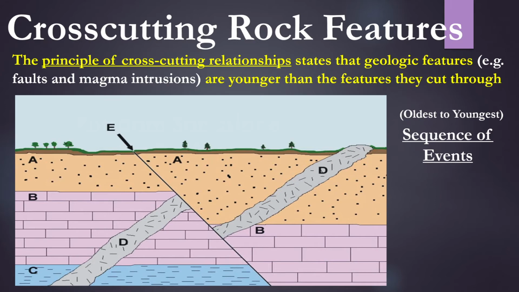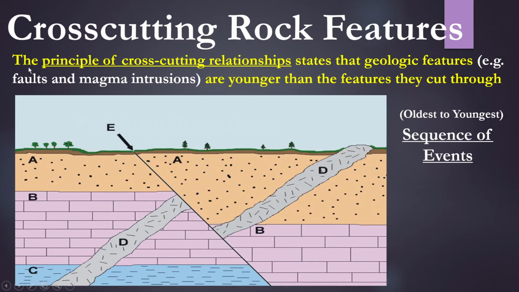All right. The principle of cross-cutting relationships. So let's just go over that. It states that a geologic feature that cross-cuts another is always younger. So for instance, let's look at this geologic feature. Here we have a cut, a fault. And this fault, you can see, it cuts through everything. It cuts through A, it cuts through B, it cuts through C, and it even cuts through this feature here, D. So it cuts everything. That means it's the youngest thing, meaning it was the last thing to happen in this area.